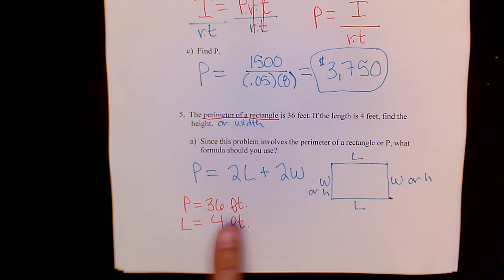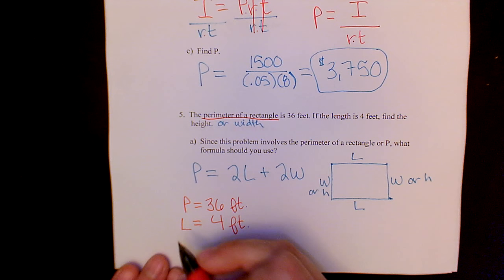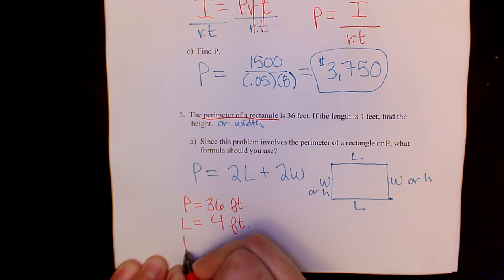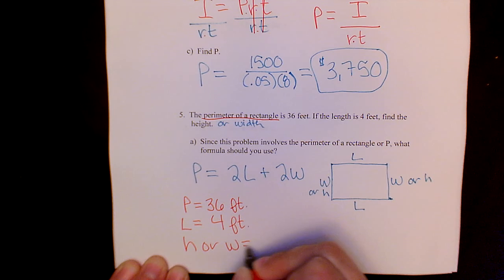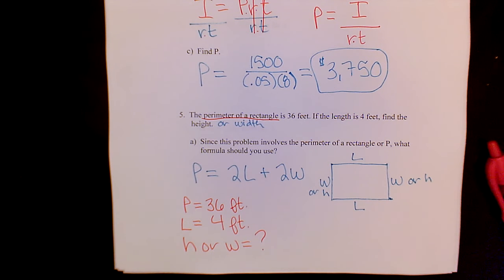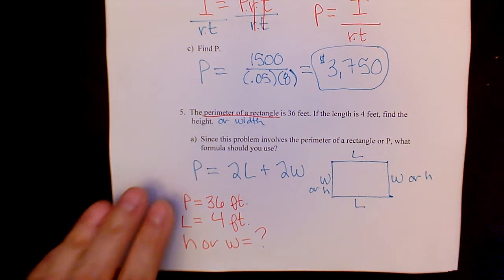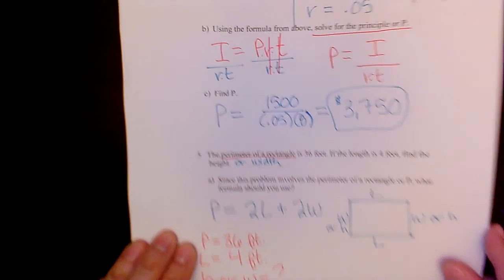And I just wrote down what I knew, that the perimeter was 36 feet and the length is 4 feet. And I'm looking for the height, right? Height or width, we don't know. But here's the formula.